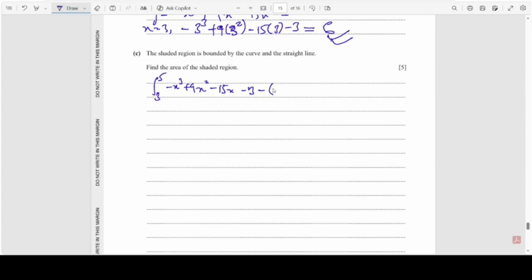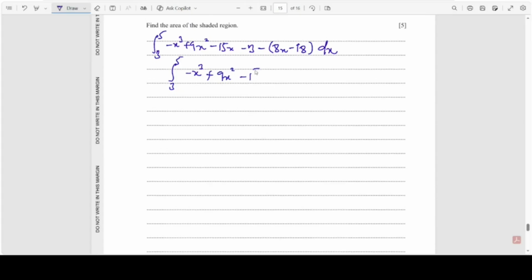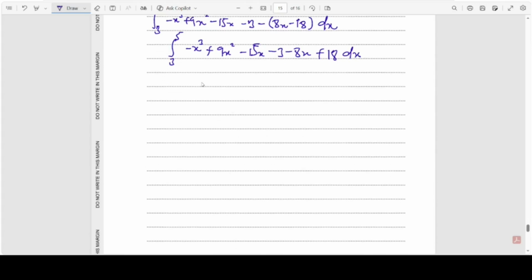Make sure you keep it in a nice way so that the negative signs will not confuse you, with respect to x. So let's do the expansion, the like terms, and our subtraction and addition. So we integrate from 3 to 5 of negative x cubed plus 9x squared minus 15x and then minus 3. We expand the brackets, we get negative 8x plus 18 with respect to x. Now we have the integral from 3 to 5 of negative x cubed plus 9x squared. Now negative 15x minus 8x will be negative 23x, and then negative 3 plus 18 is going to be positive 15. Yes, and then we integrate this function.